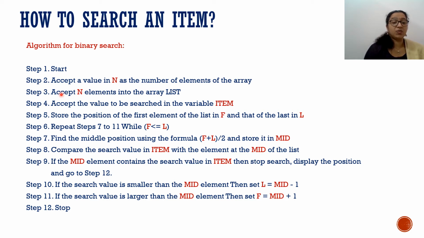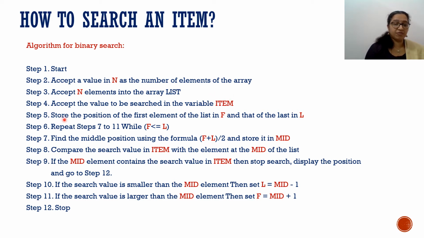But here we want to enter the elements in ascending order. Then only we can do the binary search method. So at the entering time, be very careful to enter the elements in ascending order. Then step 4 is accept the value to be searched in the variable item. So item is the variable we are using for searching the element.